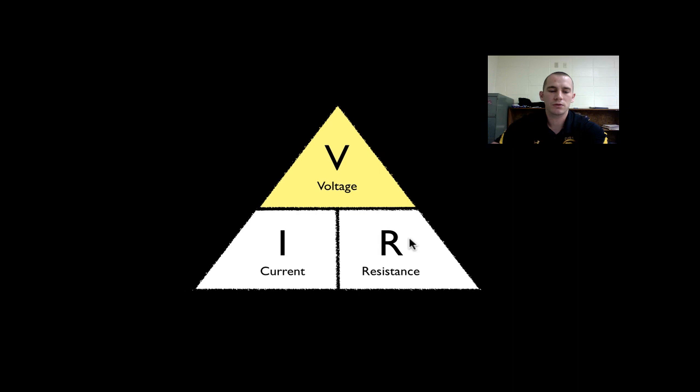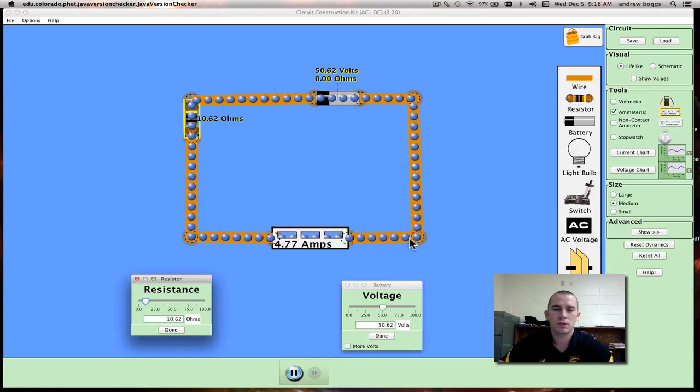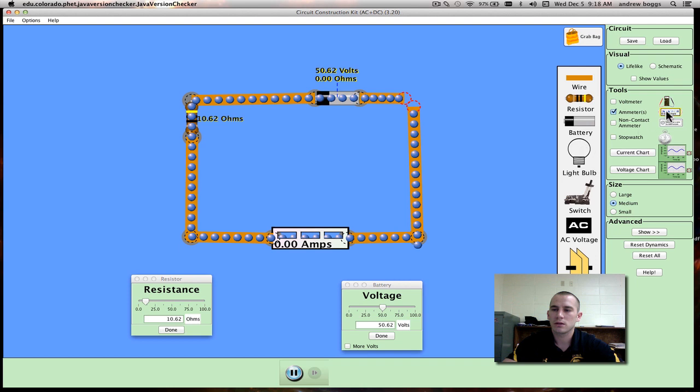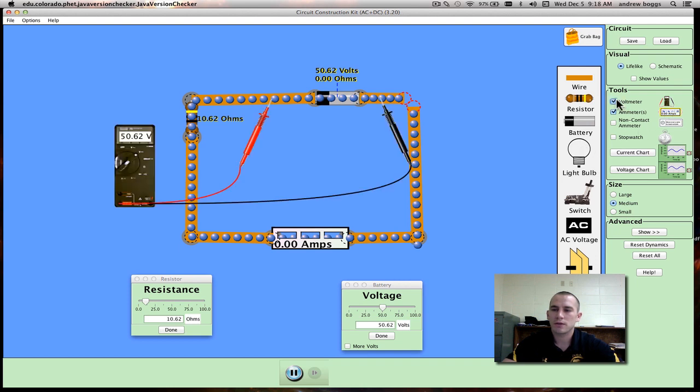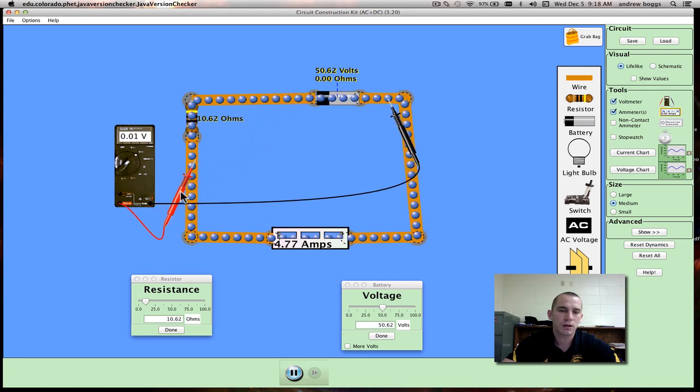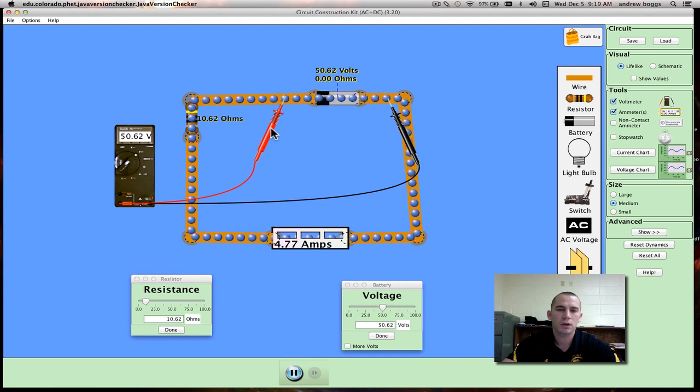But the best way to use Ohm's law is to just mess around with it. We can do different things in our construction kit. Let's split this, so we can add different things in here. Let's put those back together. We can use a voltmeter and see how many volts are running through the wires at different places. We can move these things around and it'll tell you how many volts you have.